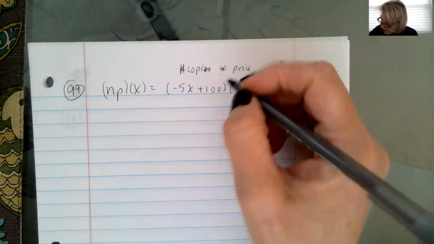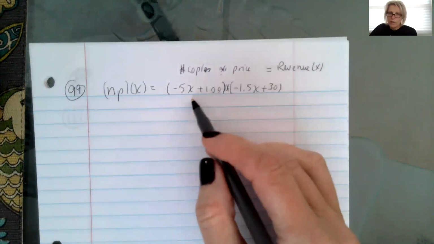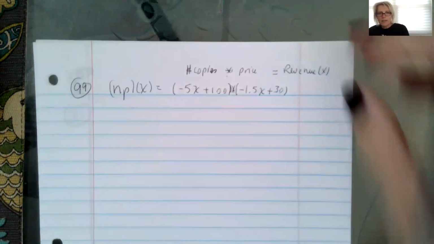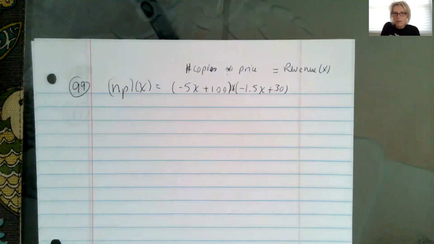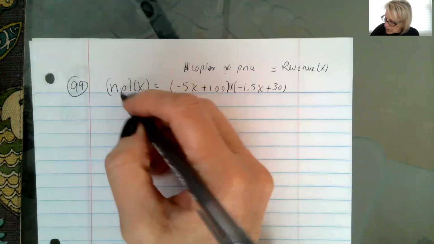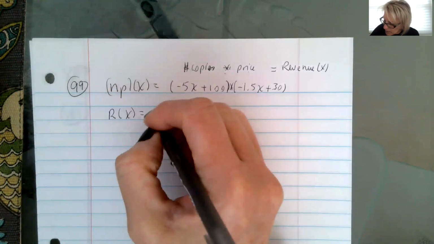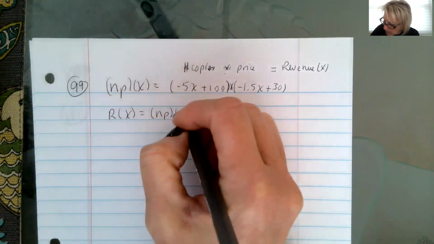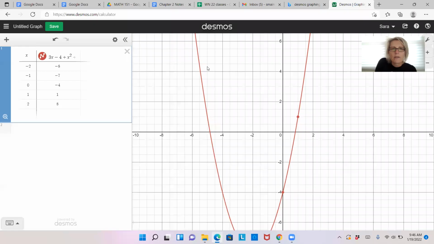So we could multiply this using FOIL, but we really don't need to. I would love you to practice, especially on these real life contextual problems, to use Desmos as much as possible. So let's go to Desmos, and we want to evaluate this revenue function, which is actually n times p, and we want to evaluate that at 3, is what they said. So let's go ahead and share that to Desmos here.